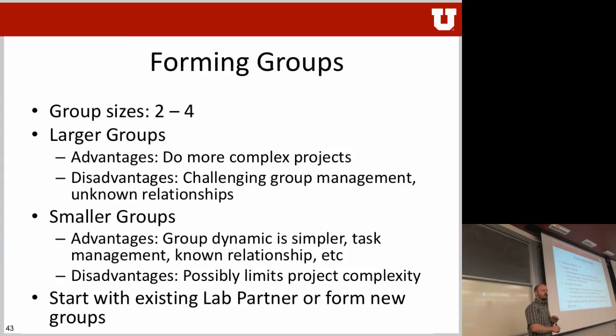Form groups, group size 2 to 4 people. With a bigger group, you have advantages. You can make more complex systems, but I also expect more. So I expect from a group of 4 people a lot bigger project than from a group of 2 people. So you have the advantage of choosing big or small depending on what you want to do.